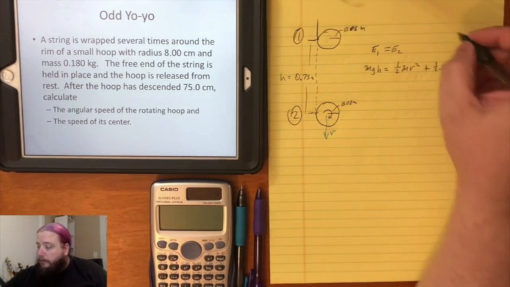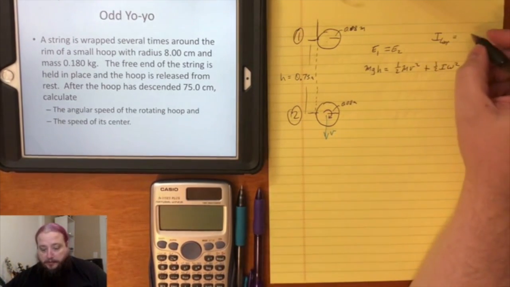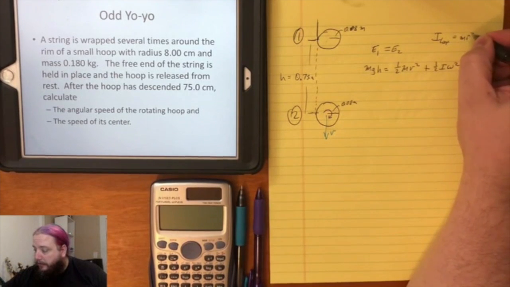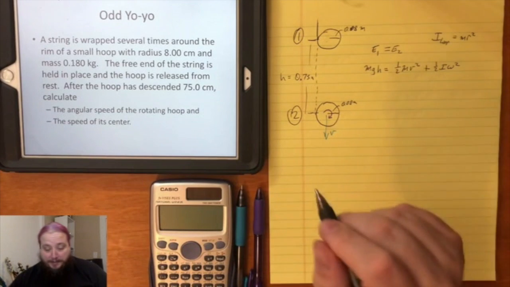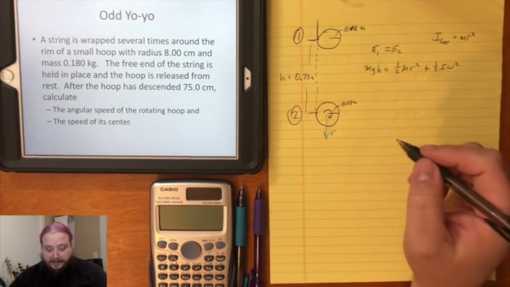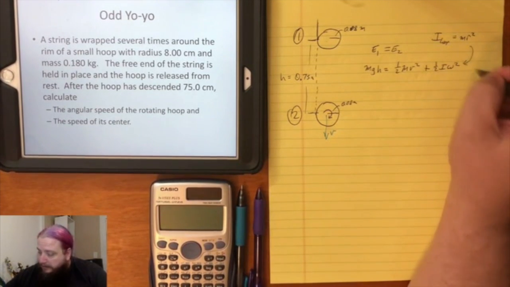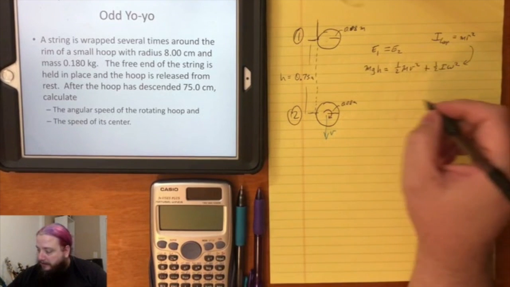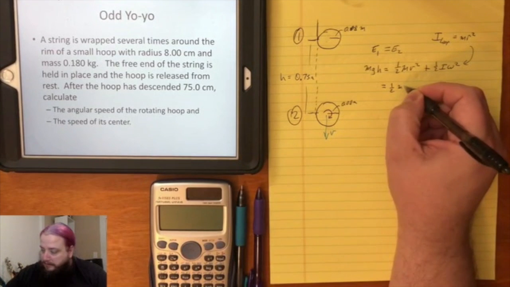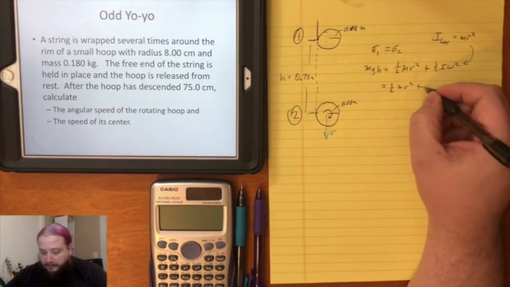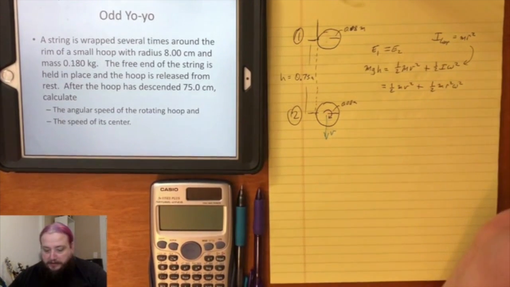And for a loop, the moment of inertia is just mr squared, because again, all of the mass of this loop is at the same distance from the rotation axis. So we can plug that back in to our kinetic energy equation. So it equals 1/2 mv squared plus 1/2 mr squared omega squared.